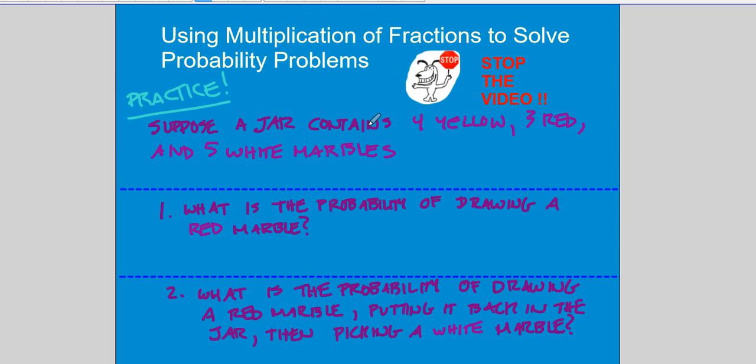Okay, so now here's a practice question. We'll do it one thing at a time here. So suppose a jar contains 4 yellow, 3 red, 5 white marbles. So question 1, what is the probability of drawing a red marble? So stop the video, answer the question, and start it again.